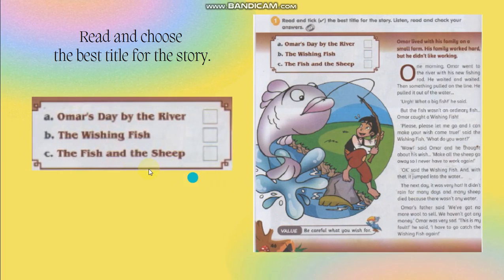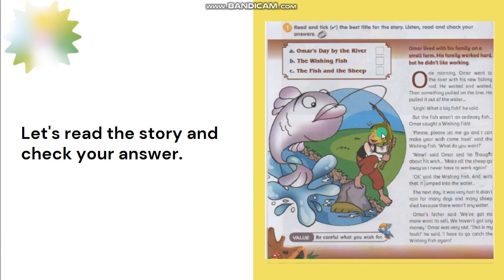Next. Okay, I want you to look at these three titles: Omar's Day by the River, The Wishing Fish, The Fish and the Sheep. So what you need to do is, I will play the CD and you have to choose the best title for the story. We will listen, read, and after that we will check your answer, which is the correct one. Okay, are you ready? Let's read.